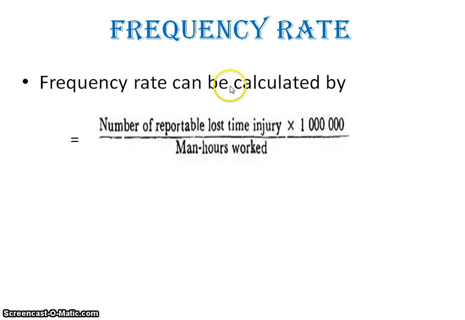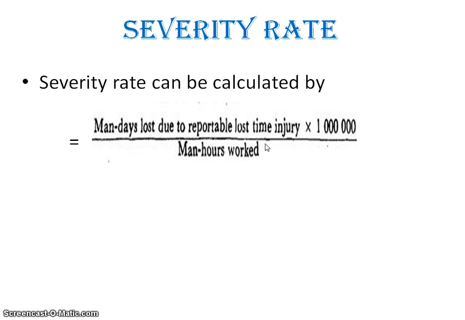First, we'll see what frequency rate is. Frequency rate is how frequently accidents have happened, or the number of reportable accidents that occur in an industry per year. Frequency rate can be calculated by the formula given by the IS: number of reportable lost time injuries into 10 to the power of 6 divided by the total man hours worked. And what about severity rate?